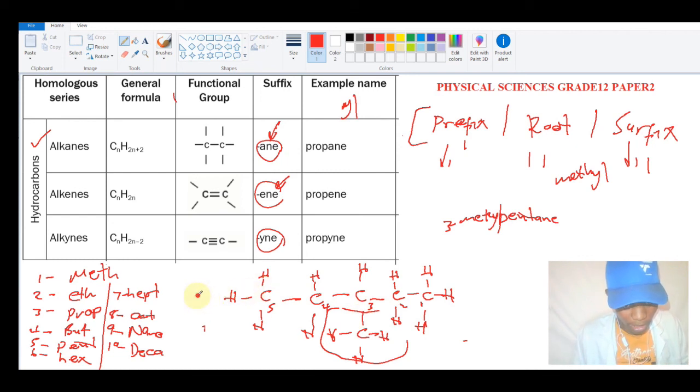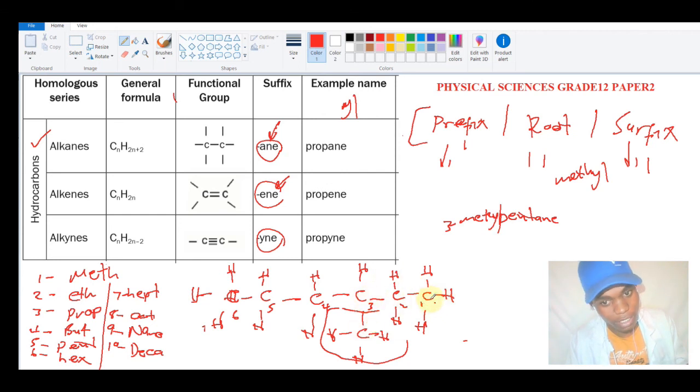Suppose there was another carbon here, H and H. You see? So you can start again from this side. 1, 2, 3, 4. Now it's 4-methyl instead of 3-methyl. You see? So it's very important that you start counting from the side which is closest to the functional group. That's why I start from this side, because there is a substituent, so we need to start calculating from the side which is closest, not starting from this side.